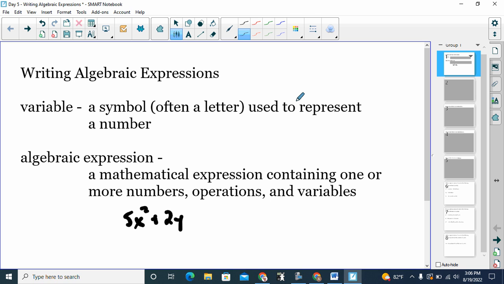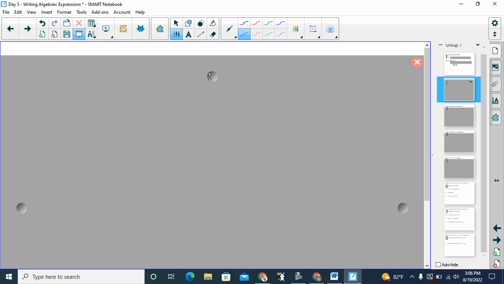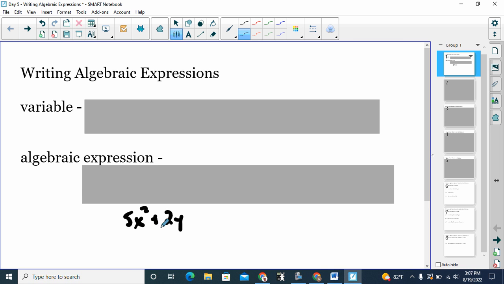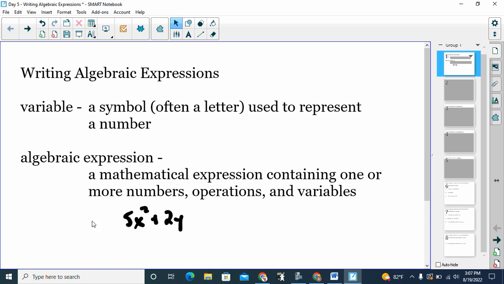So again, a variable is a symbol, most often a letter, used to represent a number, and an algebraic expression is an expression containing one or more numbers, operations, and variables. So we're going to be writing algebraic expressions. We're going to be given a word sentence, and we will be coming up with the algebraic expression that matches the word phrase.